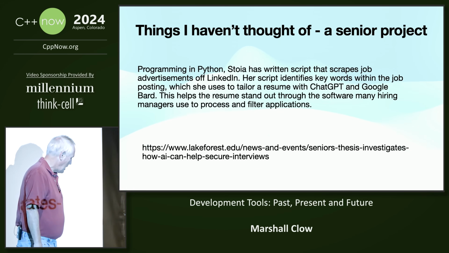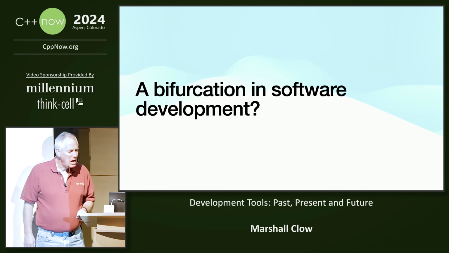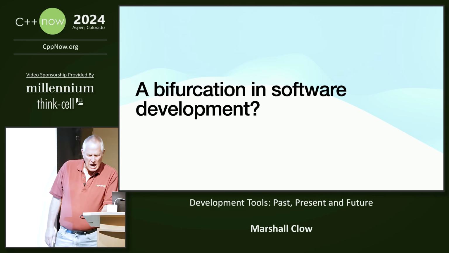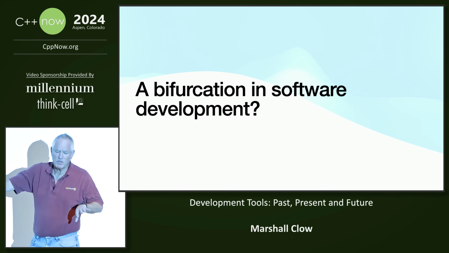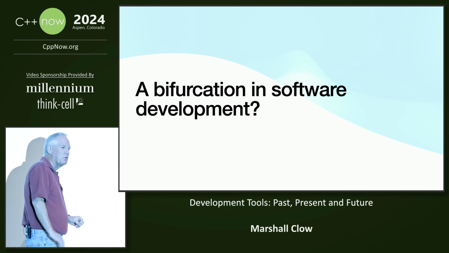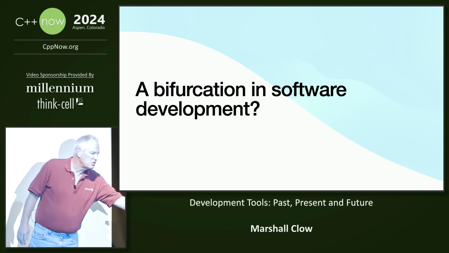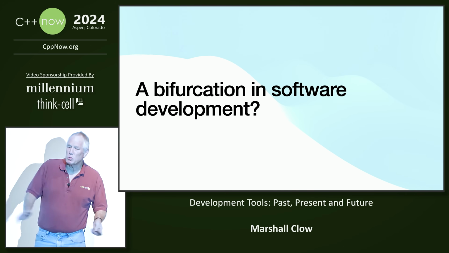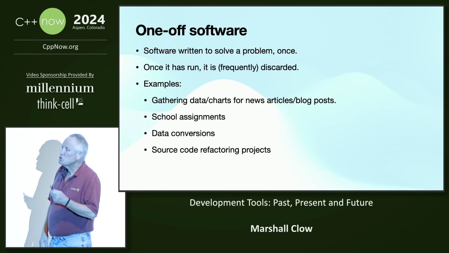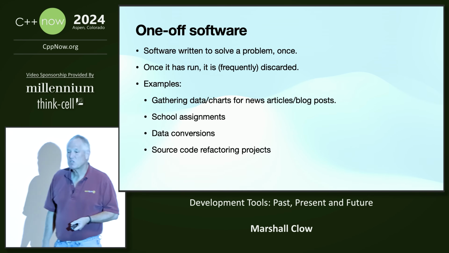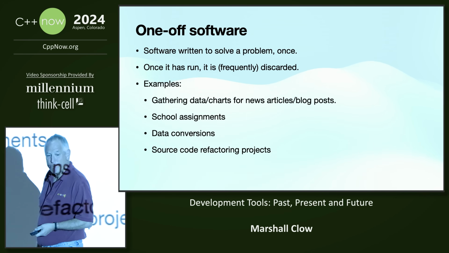Anyway, one more point, and then we'll open it up to questions. I'm seeing a kind of a bifurcation in software development, and I wanted to throw this out for thoughts, and then we can have comments about it. Two kinds of software, and it's really not two kinds of software, it's a spectrum, but still. The first one is what I call one-off software. You write software to solve a particular problem, and when it's done, you pick it up and throw it away.